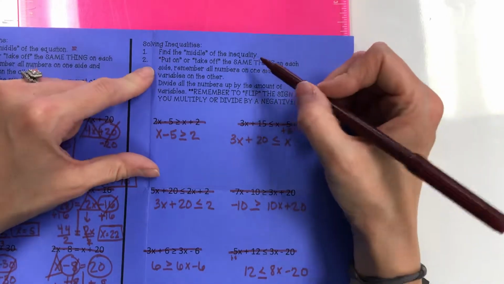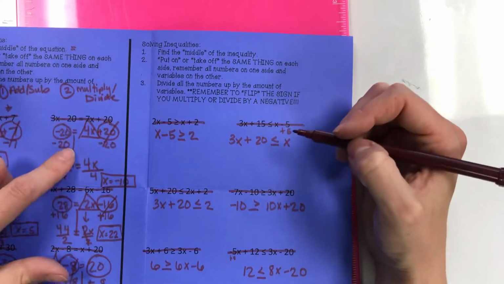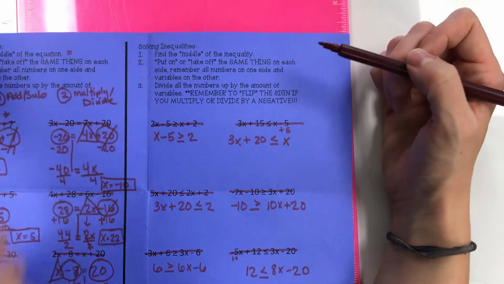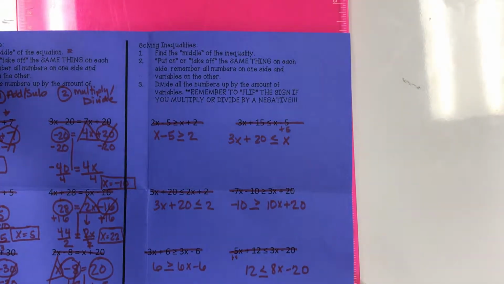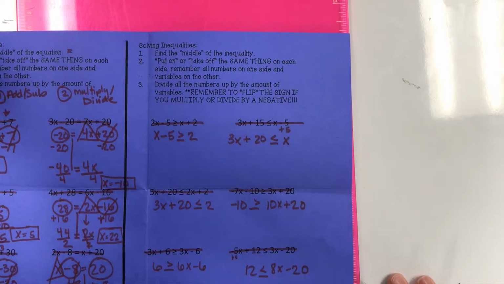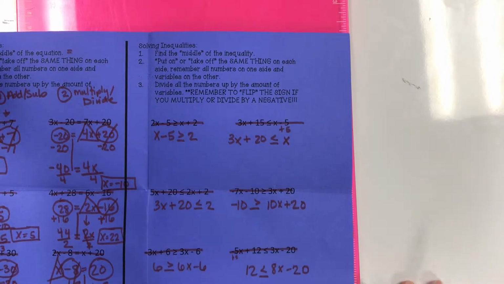Your steps: find the middle of the inequality. And just like with the equal sign, we want to split it. Put on or take off the same thing on each side. Remember, all numbers on one side, variables on the other side. Divide all numbers up by the amount of variables. Remember to flip the sign if you multiply or divide by a negative.